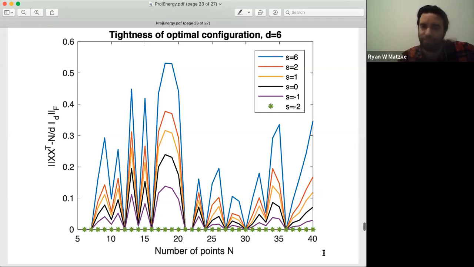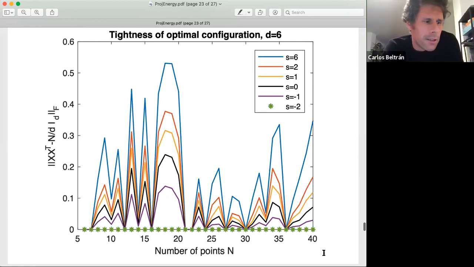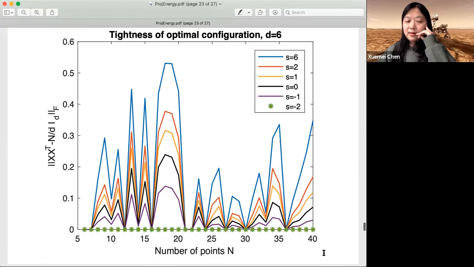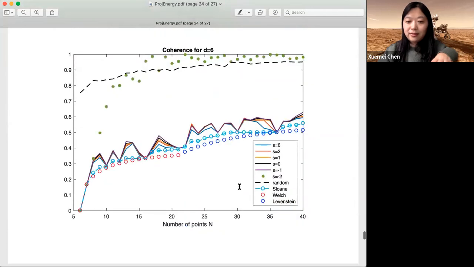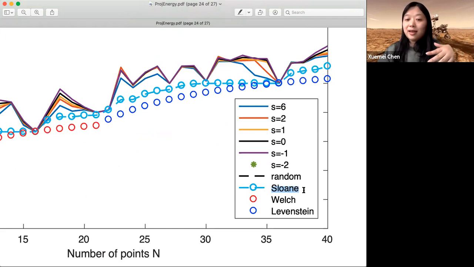Any other questions? So then, for example, points which are just very well separated are not guaranteed to be good from the tightness point of view, right? Right. In the paper I do draw out how tight the Sloane configurations are. So again, those would be the best separated, and they're not good at being tight.